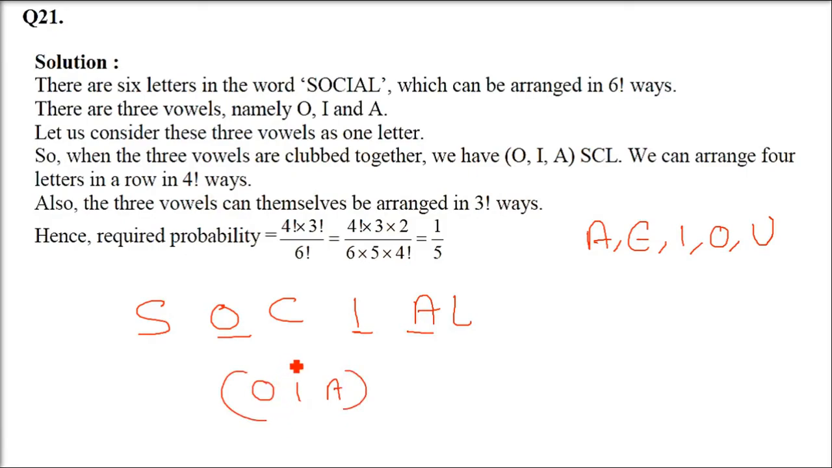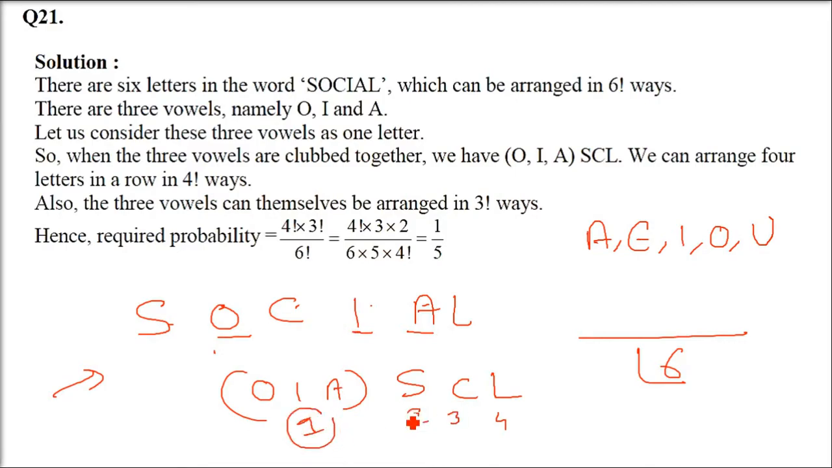So we are taking all these 3 together, and then we are taking the others and writing. So O, I, A, S, C, L we are writing here. Now we are taking O, I, A as 1, so one of these 3 we have taken together. Others are S, C, L. So in all we have 4. So total number of cases are what? For SOCIAL, the arrangement possible is factorial 6. We already know factorial n it is. So factorial 6 it is. This is the total number of cases.